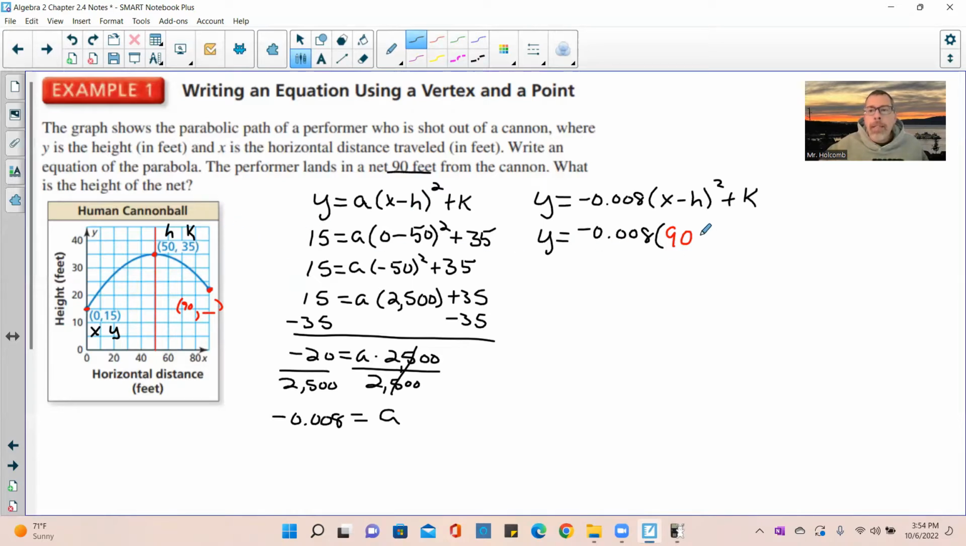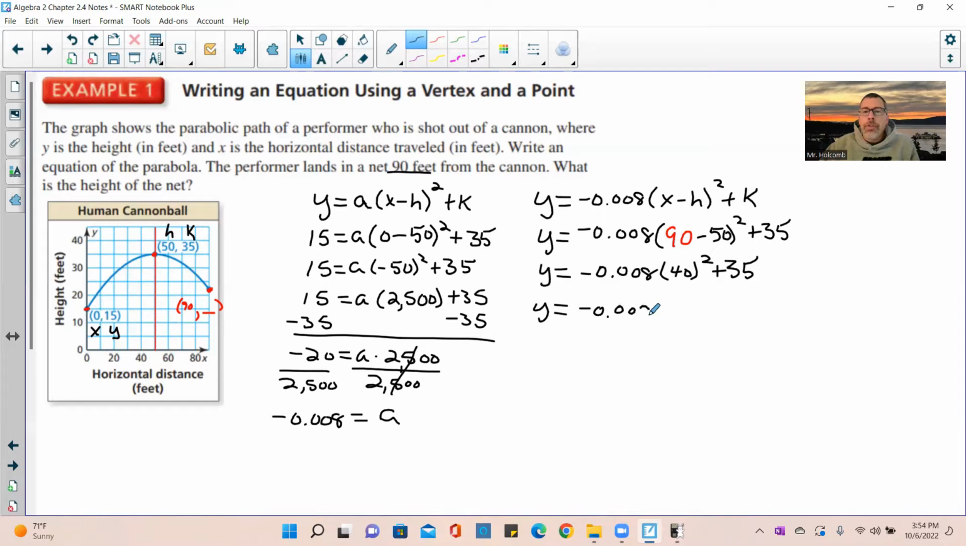And x minus h, which is 50, squared plus 35. Okay. And then this just simplifies down. We're just going to solve for y when x is 90. So it's negative 0.008 times 40 squared plus 35. y equals negative 0.008. 4 times 4 is 16, plus those two zeros would be 1,600, plus 35.